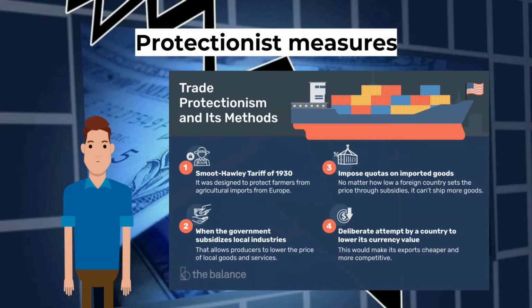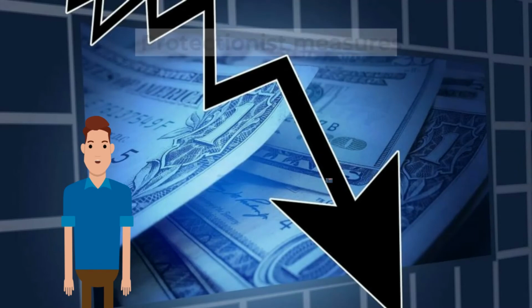Protectionist measures. These measures reduce the competitiveness of imports, thereby making domestic consumption more attractive. For example, tariffs raise the price of imports while quotas limit the amount of imports in the economy.